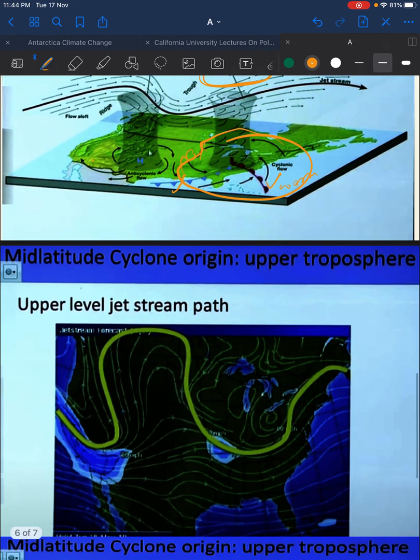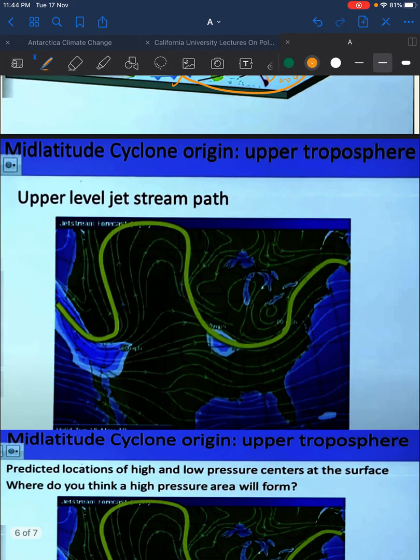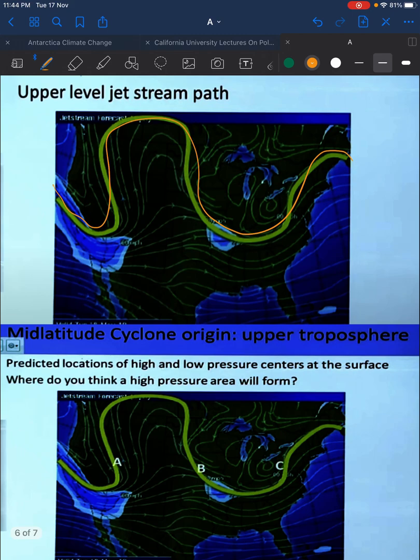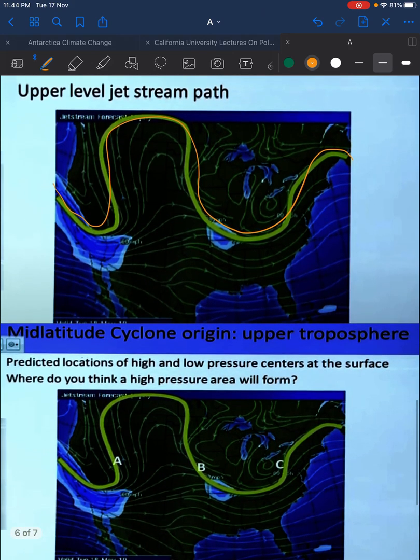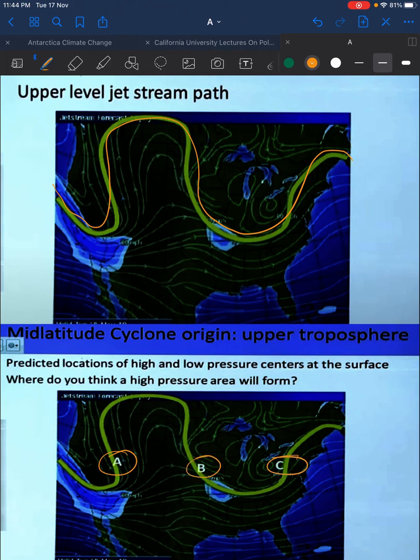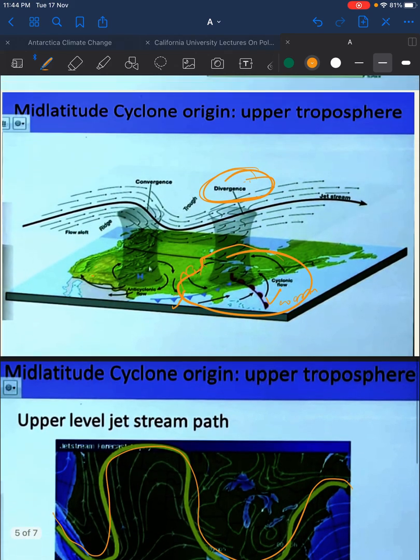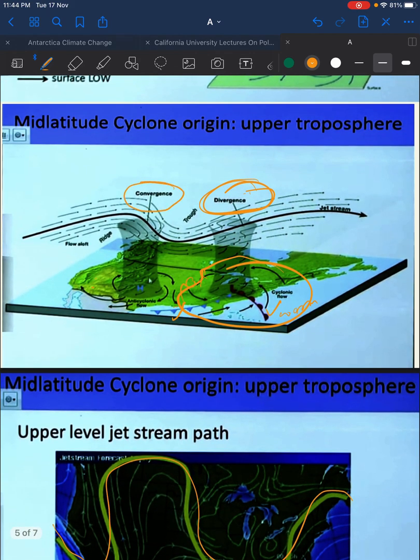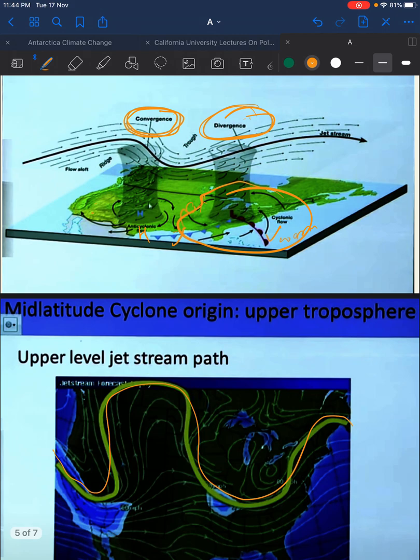Okay, now let's see, I have a question. So this is your upper level jet stream path. Now predict the location of high pressure and low pressure centers at the earth surface. Where do you think a high pressure area will form? So here we have 3 points A, B and C. Let's see where a high pressure forms. Now for the formation of high pressure on the earth surface, from this photo we can say that if there is a convergence in the upper atmosphere, that means there is a high pressure on the earth surface.